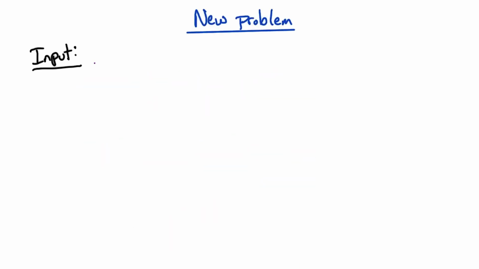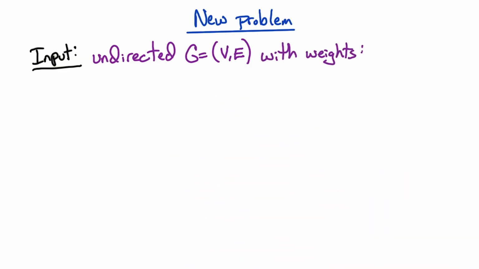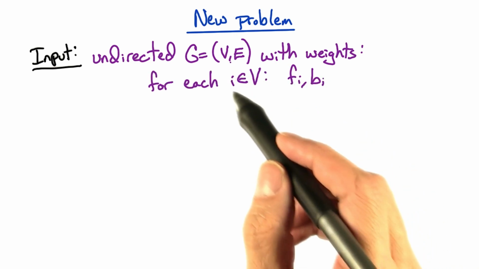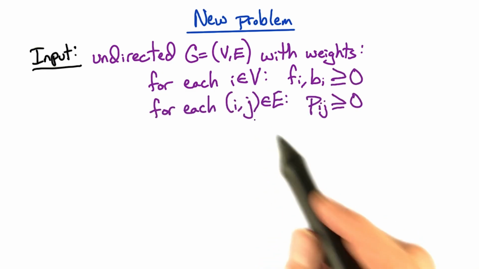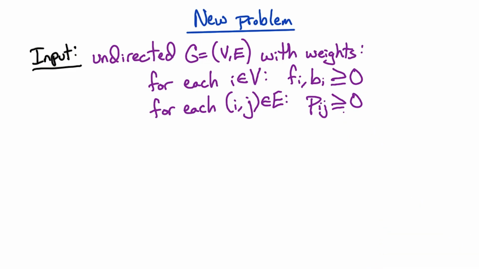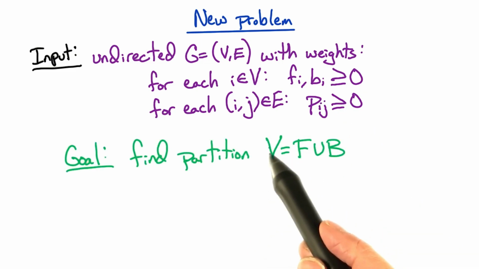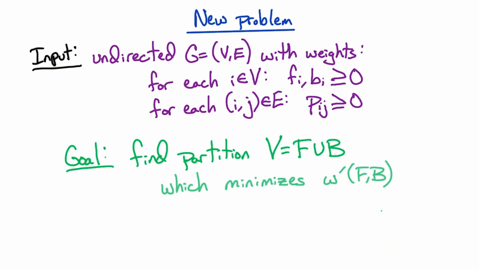Here's our new problem formulation. The input is an undirected graph corresponding to the image once again, and we're given the following weights. For each pixel, for each vertex i, we're given Fi and Bi, and these are non-negative weights. And for each edge, we're given the weight Pij, which is also non-negative. And our goal is to find the partition of the vertices or pixels into two sets, F and B, and we want the partition which minimizes the weight W prime of FB. Recall the partition FB which minimizes W prime of FB is the same partition which maximizes W of FB, and therefore it solves the original image segmentation problem.